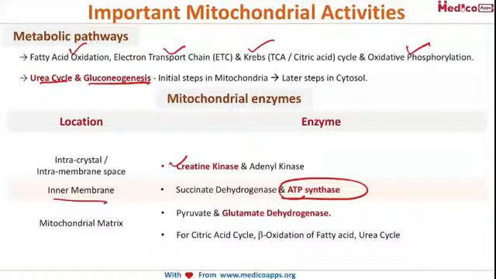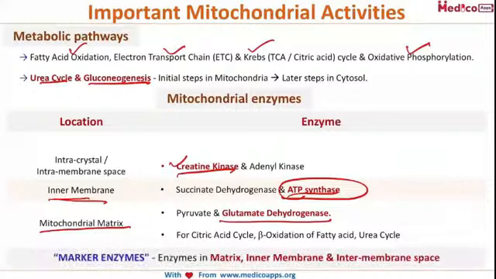The important ones that you have to remember here are the intramembrane space has creatine kinase, inner membrane has ATP synthase and mitochondrial matrix has glutamate dehydrogenase. Kindly try to memorize at least these three, right. So, the marker enzymes for mitochondria are the enzymes which are present in the matrix, the inner membrane as well as the intermembrane space.